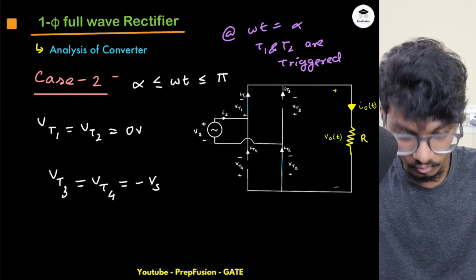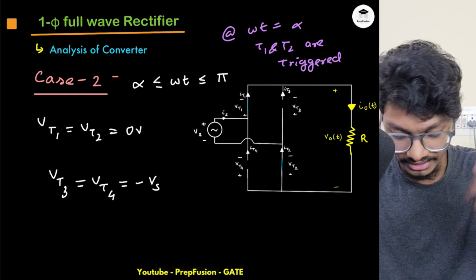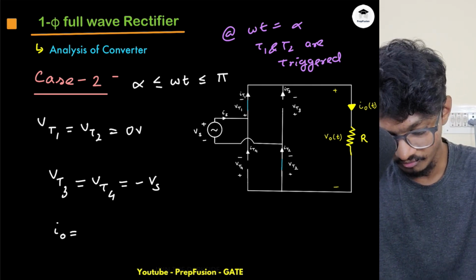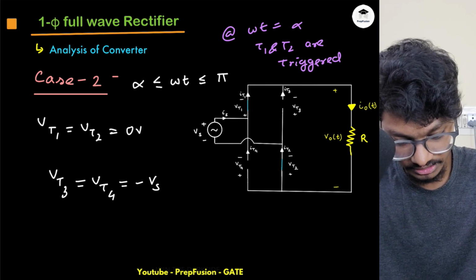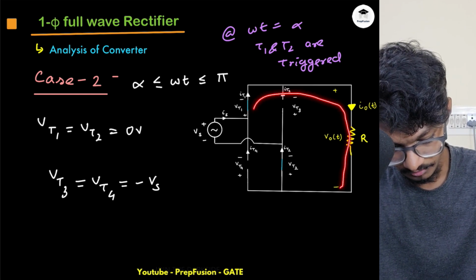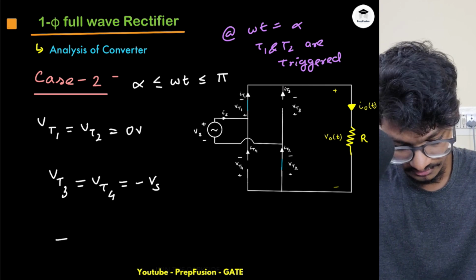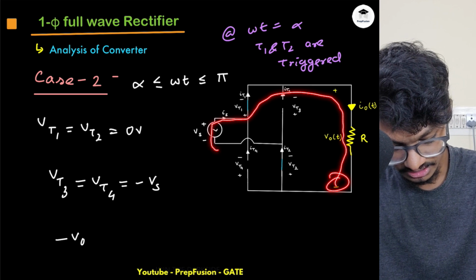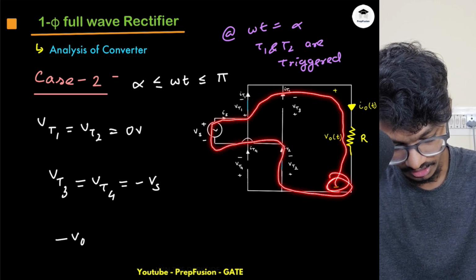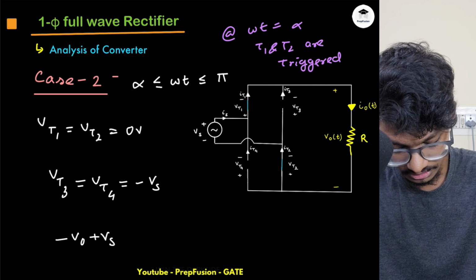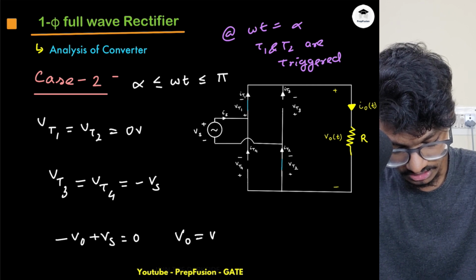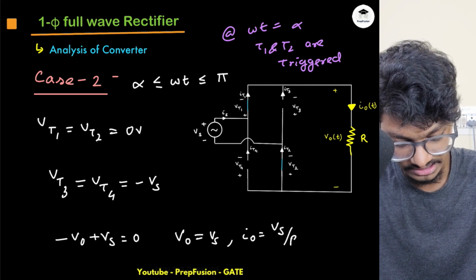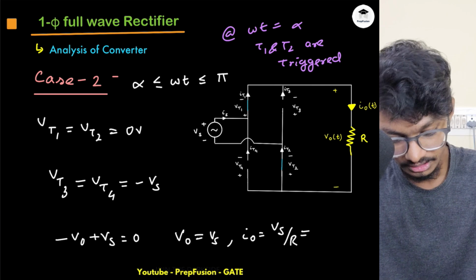The important point here is: what is my current IO? What is my VO at this time? If I apply a KVL, I start from here with minus VO, then plus Vs, and this is 0. So minus VO plus Vs equals 0. So VO equals Vs, and as I have a simple resistor on the load side, the current will be Vs by R.